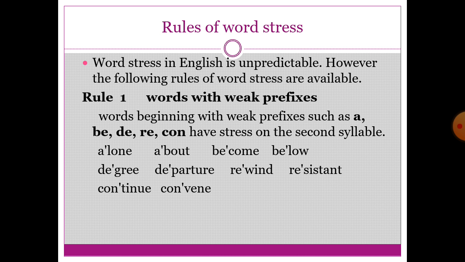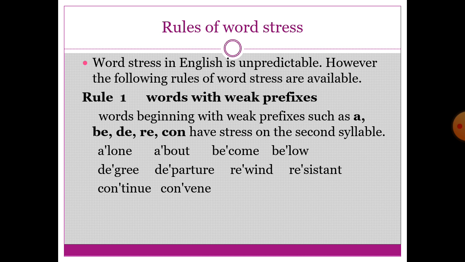Let us look at one rule, that is rule 1. Words with weak prefixes. The words beginning with weak prefixes such as a, be, d, re, and con have stress on the second syllable. Especially this is with disyllabic words. You need to know that this is with disyllabic words.